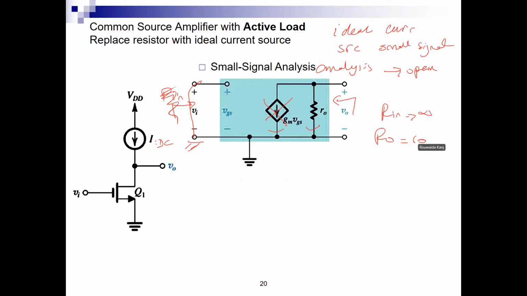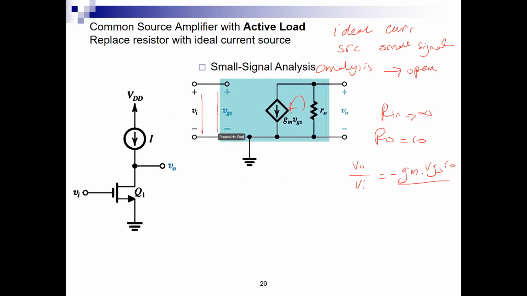And most importantly, what is Vo over Vin here in this simple circuit? It comes out as minus gm times RO, because it is minus gm VGS times RO, and Vin here is equal to VGS. So it equals minus gm times RO.